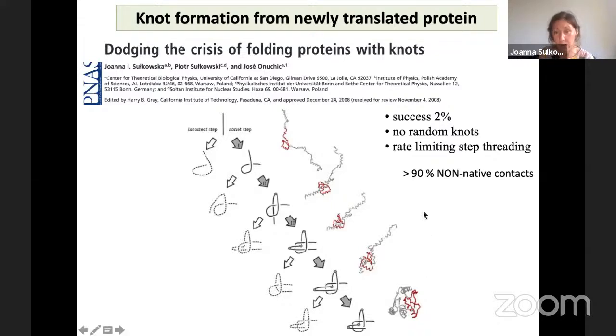The success rate, as you can see here, is very low. It's only 2%, but it's kind of a proof of concept that native contacts are sufficient to guide the protein to fold. Probably if you add some additional interaction, the probability will increase, but still you have to know what type of interaction protein can use to make a knot. So the message is that knotting of a random polymer is different from knotting of a protein.